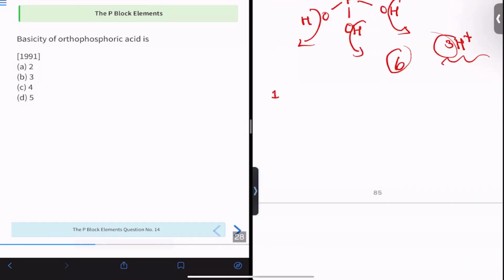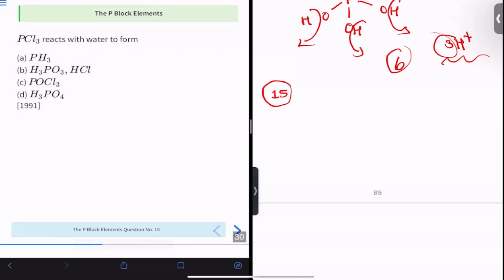Question number 15. Question number 15 says, PCl3 when it reacts with water, what will it form? PCl3. This is the structure of PCl3. When it reacts with water, what will it form?